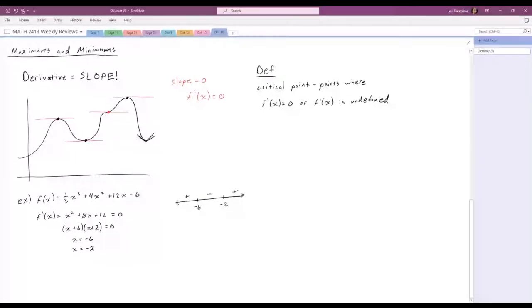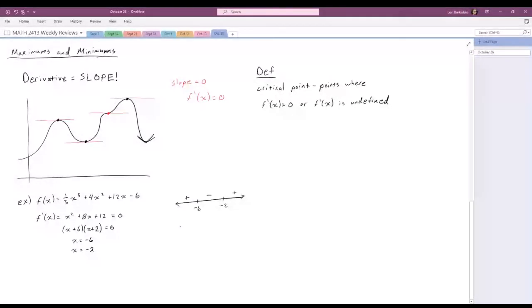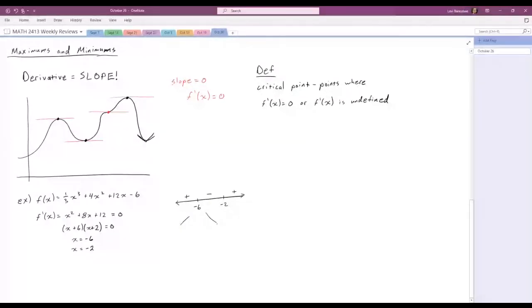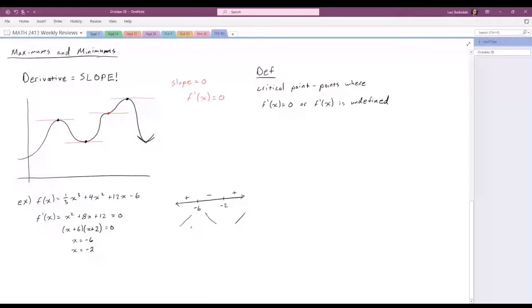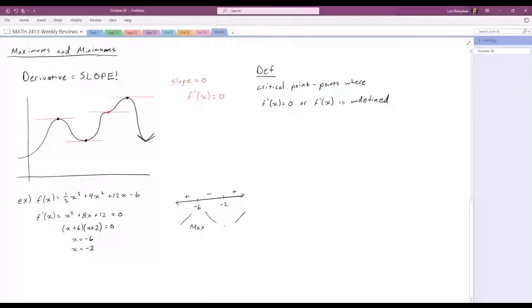Now, if I just sketched out a rough idea of what the slopes would look like, I would have a positive slope leading up to negative 6, a negative slope heading away from it, and then a positive slope going away from negative 2. So you can kind of see that right here, we make a mountain, so that's going to be a maximum. And at negative 2, we make a valley, so that's going to be a minimum.